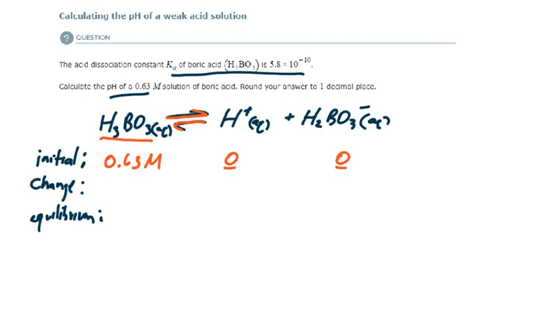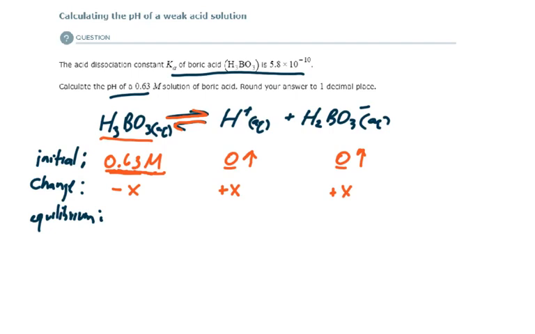Well, what is the change in concentration represented as? We're going to use X to represent the change in concentration, but we don't know how that concentration is going to change yet, but we're going to solve for X. Because we're starting with this concentration of boric acid, we know that at equilibrium, it's going to be something less than that, so the change is going to be negative, minus X. The change for H plus is going to be plus X, and for the conjugate base it's going to be plus X because these concentrations are going to increase.